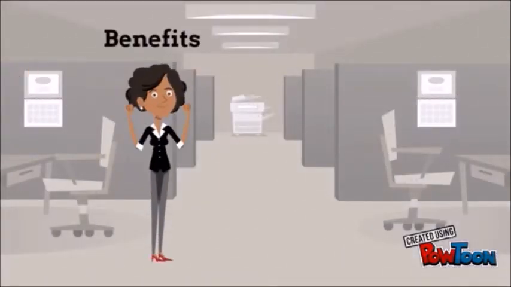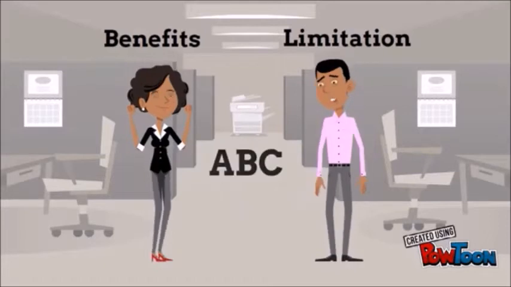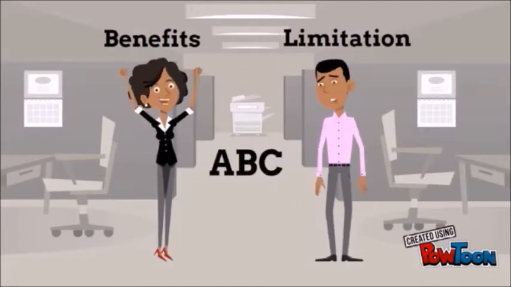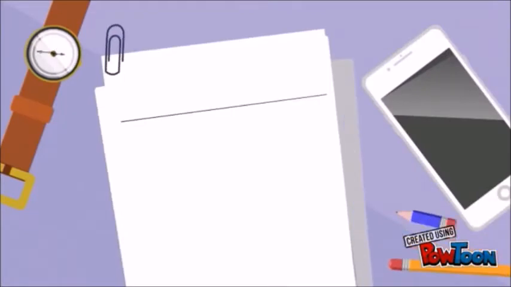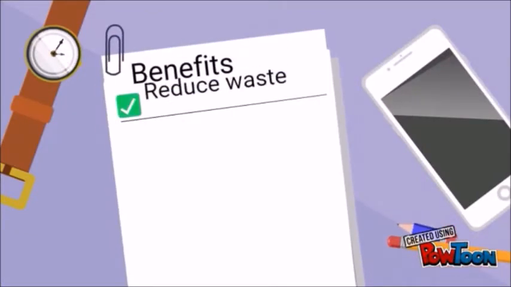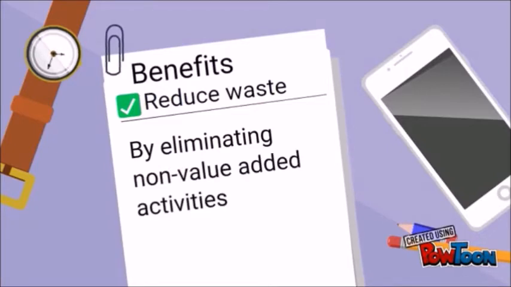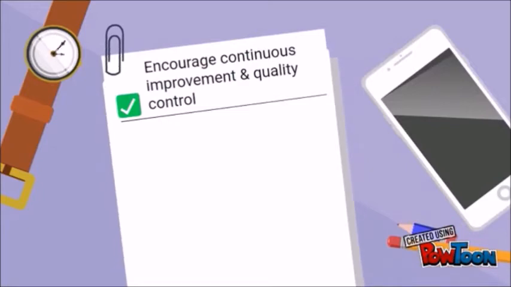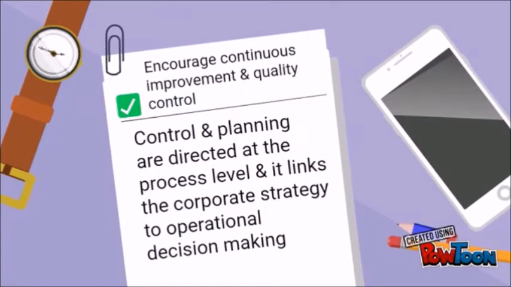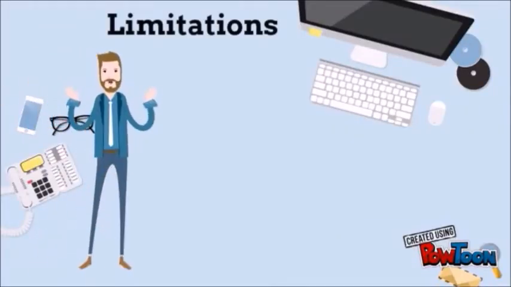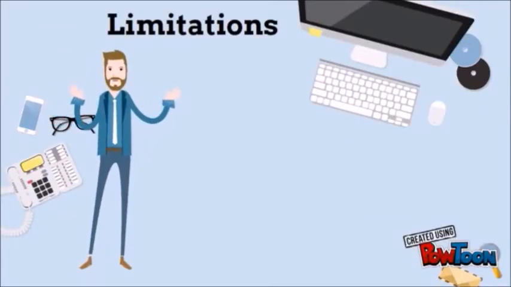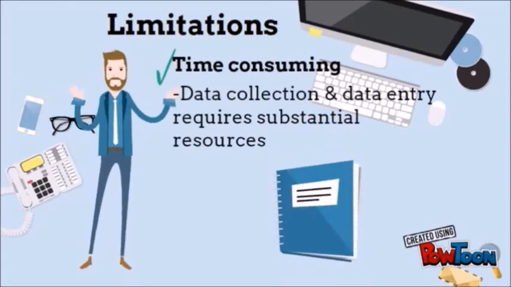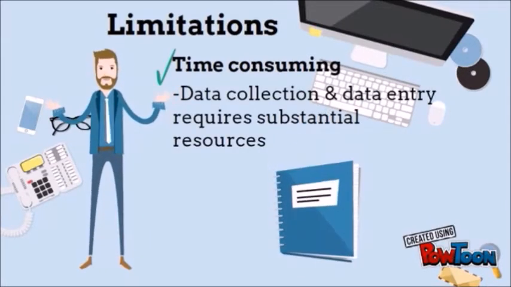Lastly, we will look into the benefits and the limitations of ABC. As I mentioned earlier, ABC helps in reducing waste, so it is one of the benefits. It is because it eliminates the non-value-added activities. Second, it encourages continuous improvement and quality control. It is because control and planning are directed at the process level, and it links the corporate strategy to operational decision making. As for limitations, ABC is time consuming in terms of data collection and data entry.